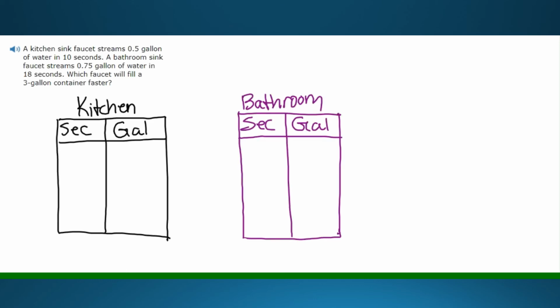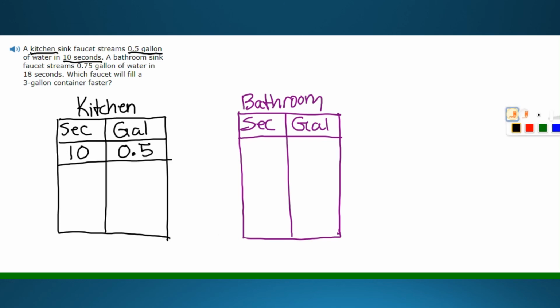All right, the first thing I did was write down my charts. So I have a chart for kitchen, and it has seconds and gallons, and then I have the bathroom with seconds and gallons. The first thing we have to do is fill in the first box. And we know what the first box is for kitchen because here it says kitchen sink faucet streams 5/10 gallons of water in 10 seconds. So that would be the first box. 10 for seconds and a half for gallons.